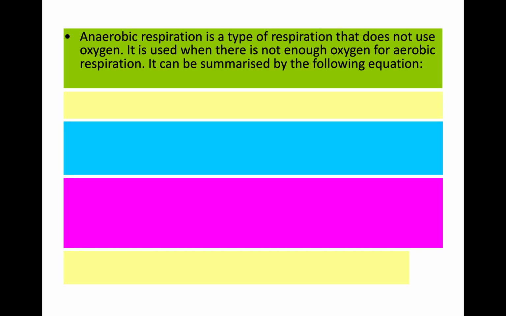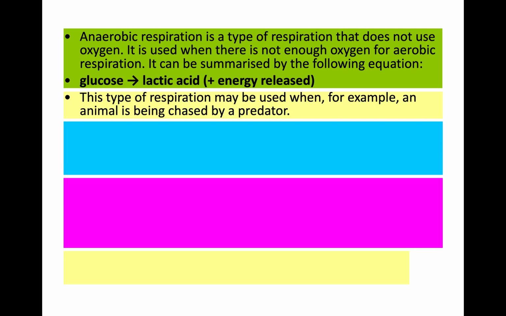Okay, so anaerobic respiration is a type of respiration that does not use oxygen. It is used when there is not enough oxygen, and it can be summarized by the following equation: glucose giving you lactic acid plus energy. So this type of respiration may be used, for example, when an animal is being chased by a predator. You might have seen that on TV. The animal is being chased by a predator, and they use anaerobic respiration to release energy, which will make them run faster. And same way when we do some exercise.